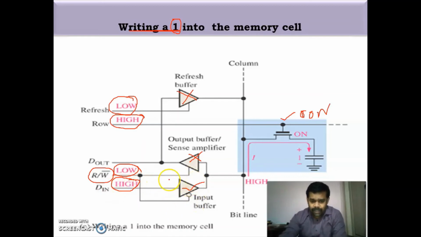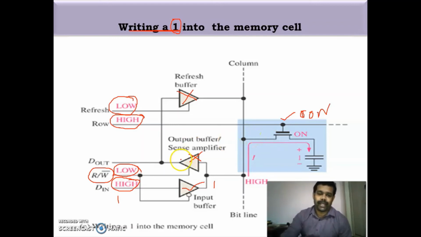So the output of the input buffer will be 1 or high. You are giving D in as 1 and the output of your input buffer is 1, and this 1 is connected to the column. So this line is 1. The transistor is already on, and now this column line is 1, so this capacitor gets charged. 1 is written into the capacitor, and the data is stored as charge in the capacitor.